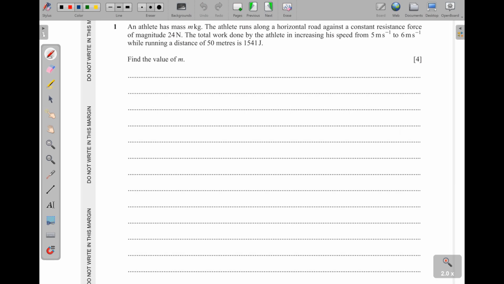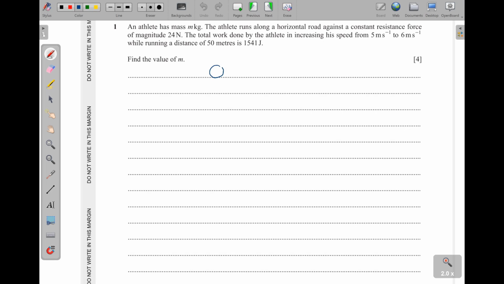Question 1. An athlete has mass m kilograms. The athlete runs along a horizontal road against a constant resistance force of magnitude 24 newtons. The total work done by the athlete in increasing his speed from 5 meters per second to 6 meters per second while running a distance of 50 meters is 1541 joules. Find the value of m.